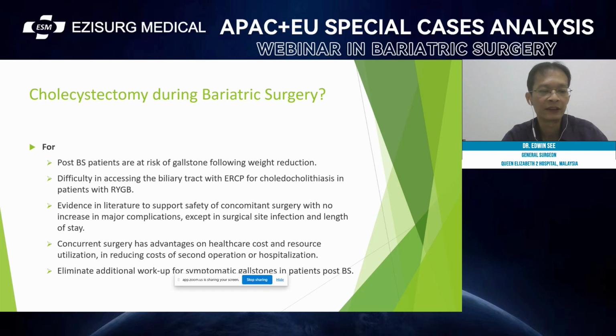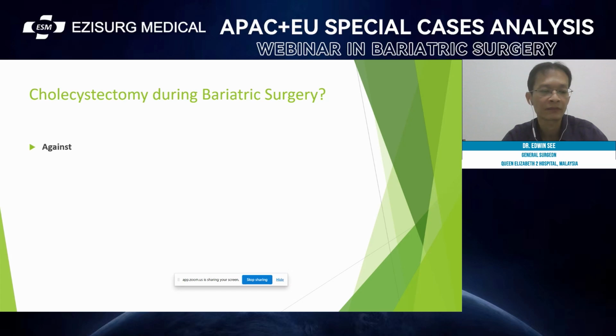A number of evidence in the literature is available to support the safety of concomitant surgery with no increase in the rate of major complications, except in surgical site infection and length of stay. Concomitant surgery has advantage on cost and resource utilization in the healthcare system in reducing the cost of a second operation or hospitalization from gallstone complications. And finally, this also eliminates additional workup for symptomatic gallstones in patients after their bariatric surgery.